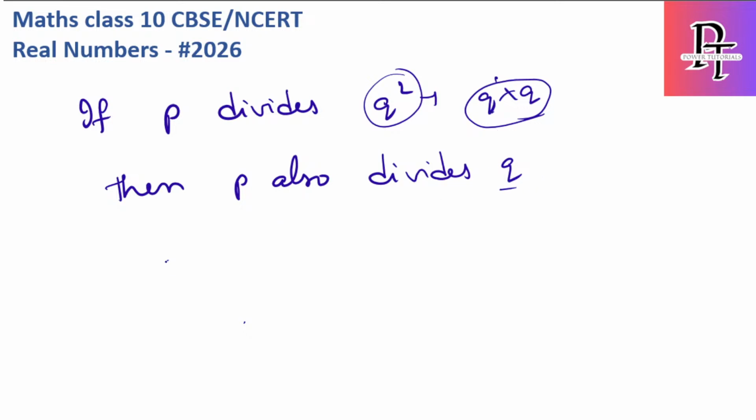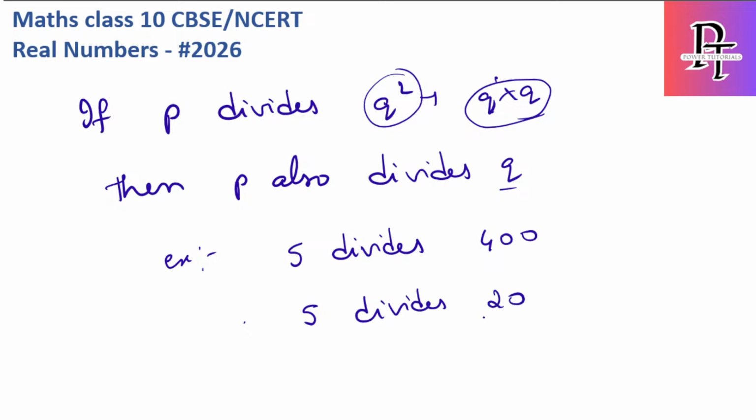You can also test it by an example. If I say 5 divides some square number, and it is a multiple of 5, I will take 20 square, let's take it as 400. 5 divides 400, correct? So I just want to check whether 5 also divides the root of 400, which is 20. Yes, 5 fours are 20. So you can see here, if 5 divides 400, then 5 also divides 20. Or simply, 5 is a factor of 400, then 5 is also a factor of 20.